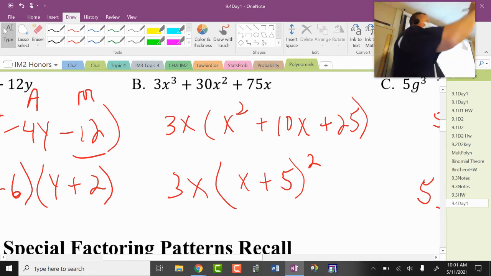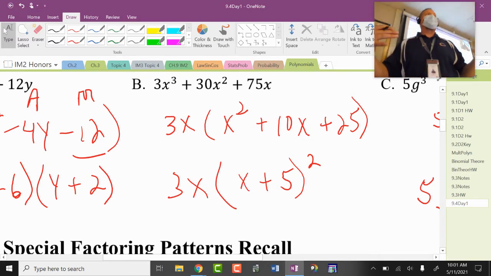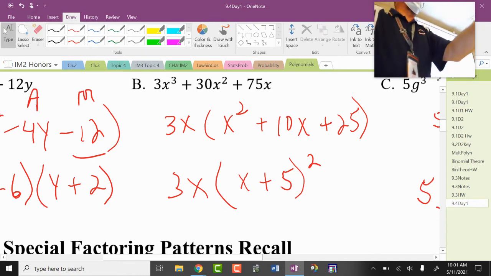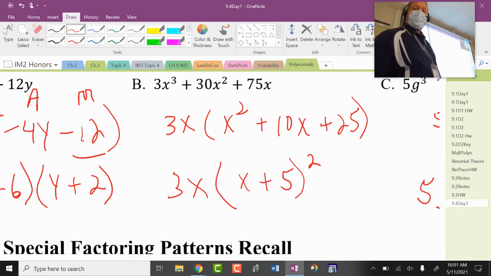Undistribute that. And actually, in the notes last hour, I just double checked myself. Did I do that right? 3x times x squared? Perfect. 3x times 10x, 30x squared. 3x times 25, yes. So I pulled a 3x out correctly. Good distributors are good factors. They understand those basics. And then this is a simple one. It ends up being a perfect square trinomial.